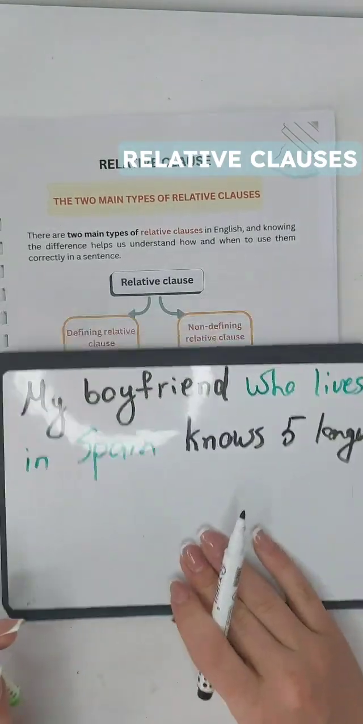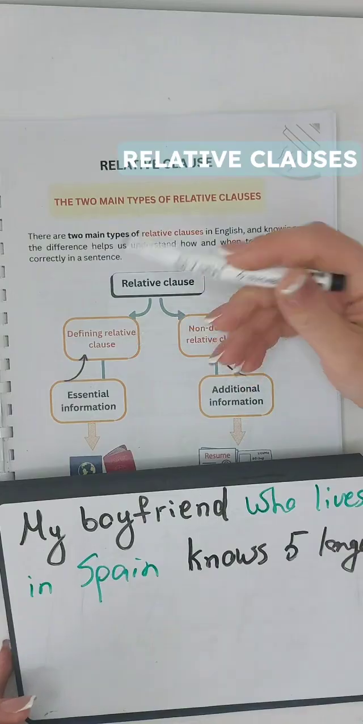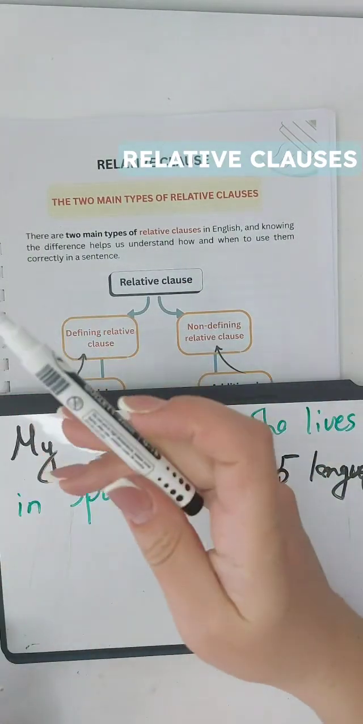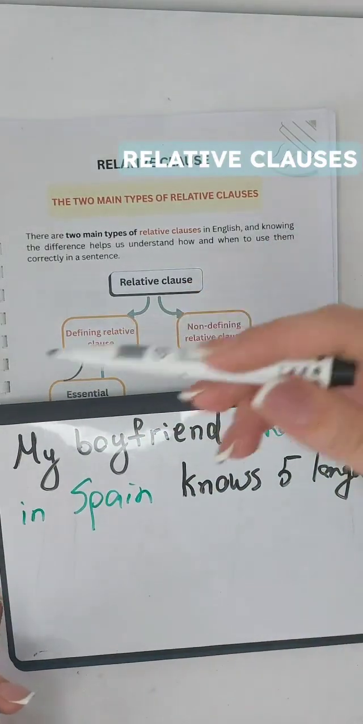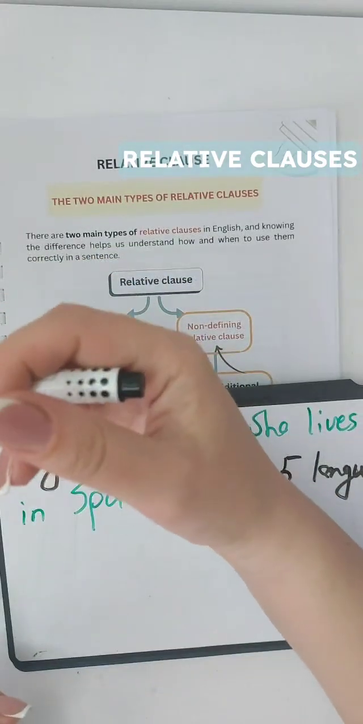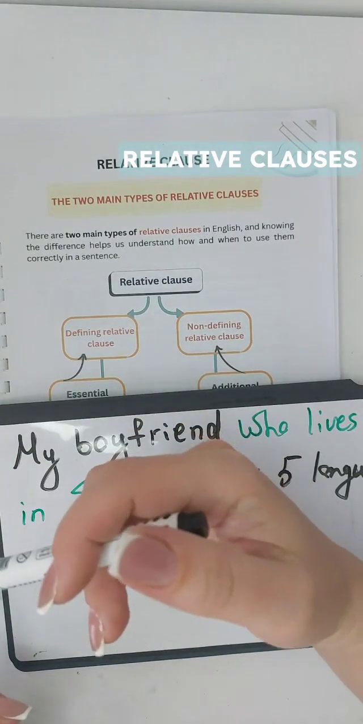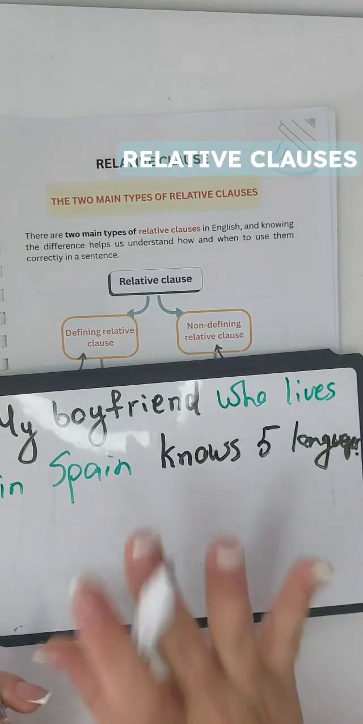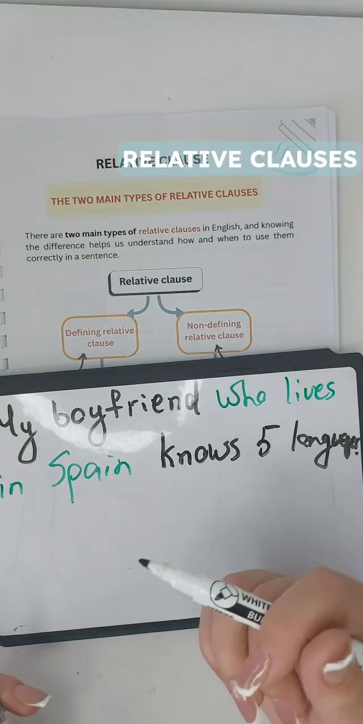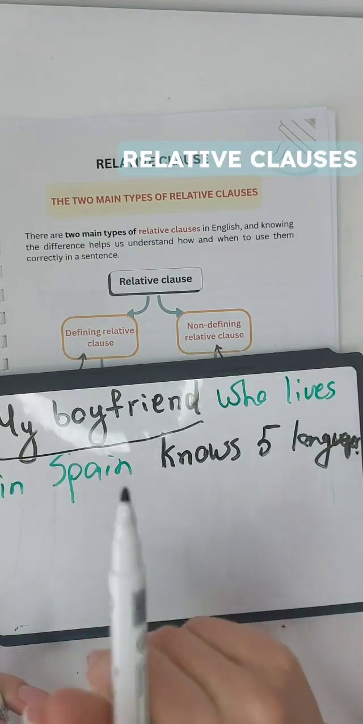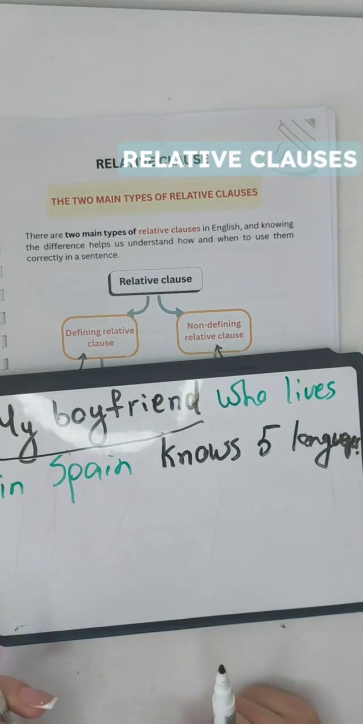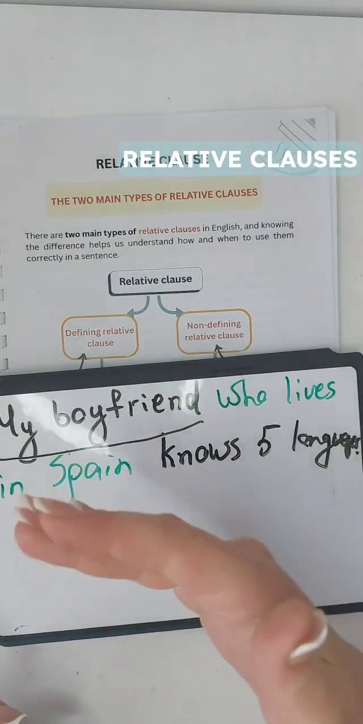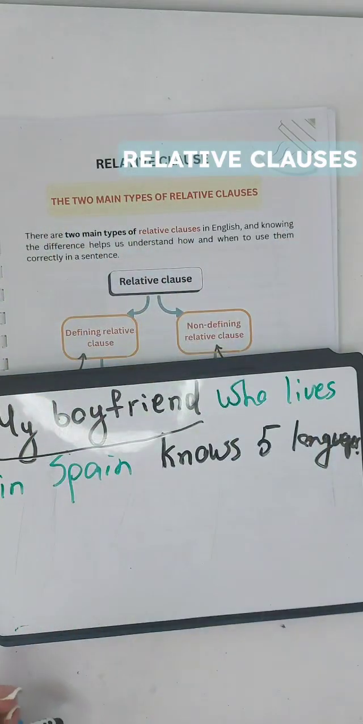As we already know, in a defining relative clause, we don't use commas, because a defining relative clause helps us identify which one, right? So here, if I don't use commas, it means I have more than one boyfriend. Maybe I have 5 of them.